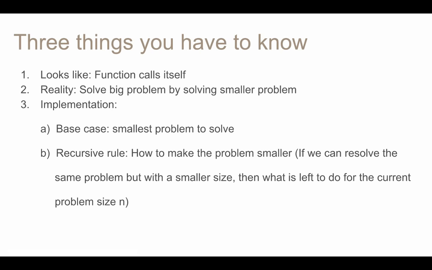The third one is that when you code the solution, there are two sections you have to code. The first one is the base case. The base case is the smallest problem to solve. The second one is the recursive rule. It's the general one: you assume that you know the smaller problem, and after you know the answer of the smaller problem, what can you do for the problem you are trying to solve?